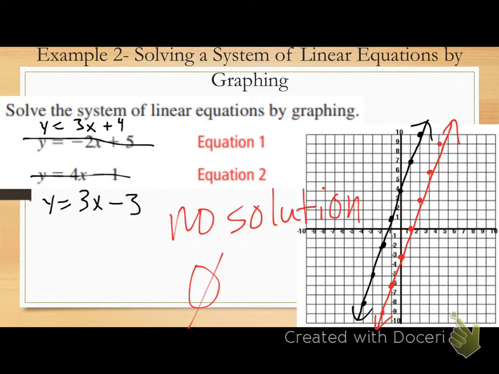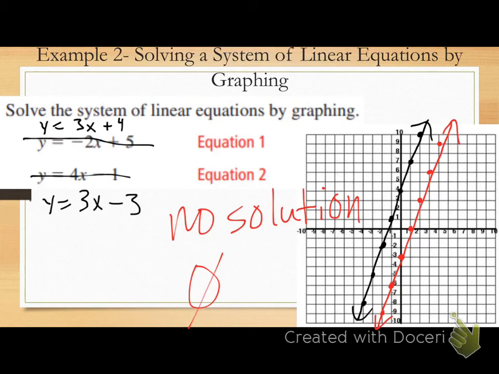Wait, so on the worksheet, say one of these questions comes up and they have the same slope, we don't have to graph it out or anything? I still want you to graph it, but all you have to do is tell me no solution. You don't have to check anything. So graph them, tell me no solution.